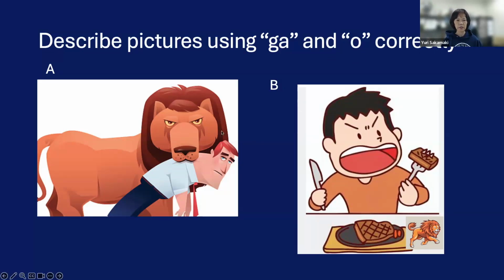So there's a person, right? So hito, and there's a lion. Lion is the same in Japanese. Lion, lion. So can you try to make a sentence to describe this picture A? So the lion eats a person. And how about picture B? A person eats lion's meat. So again, you can pause and think about sentences that you can make to describe these two pictures.